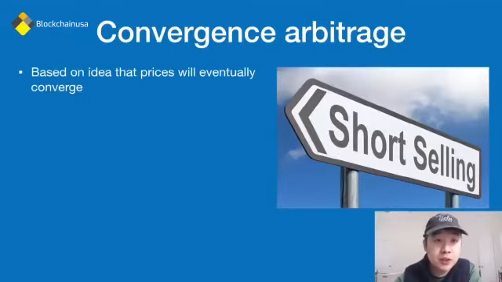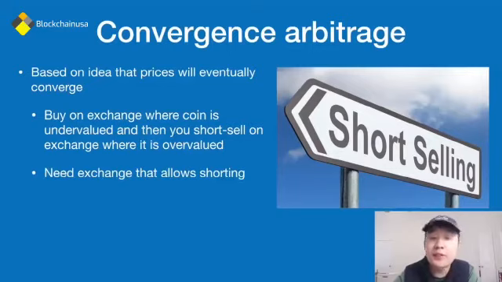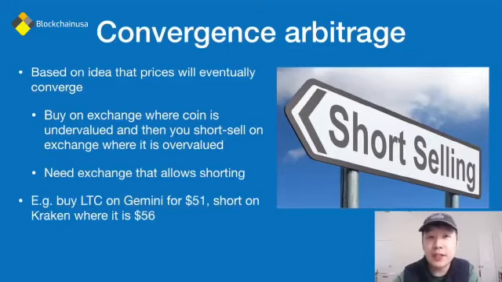Next up, convergence arbitrage. This is based on the idea that when there's market inefficiencies, eventually the prices will converge due to other people, for example, taking advantage of arbitrage opportunities. So what you can do is buy this coin on an exchange where it's undervalued, and then you short sell it on an exchange where it's overvalued. So of course you need to find an exchange that allows shorting of that particular coin.